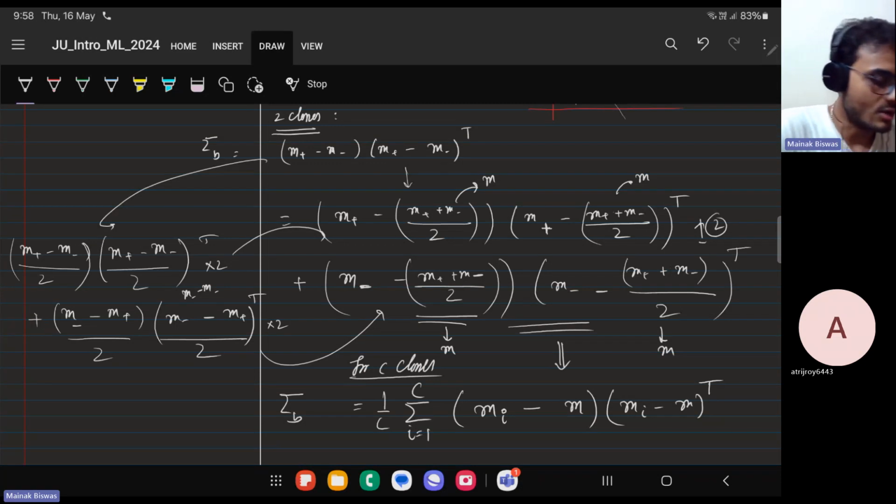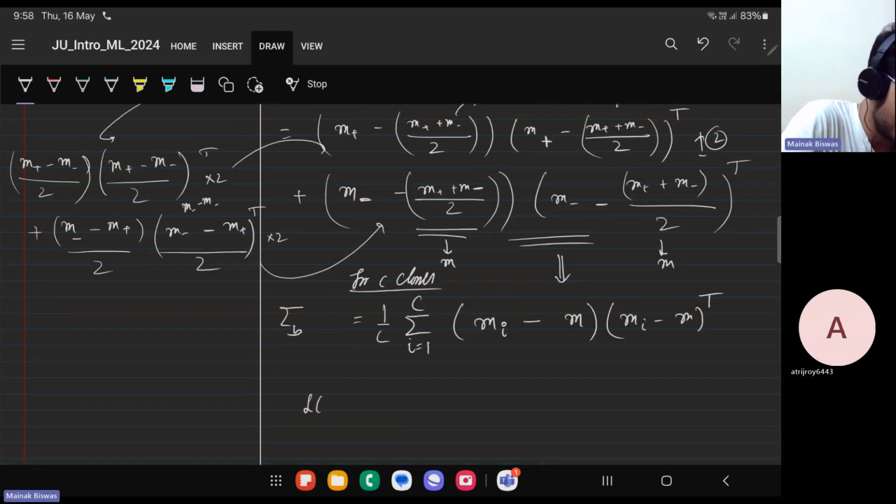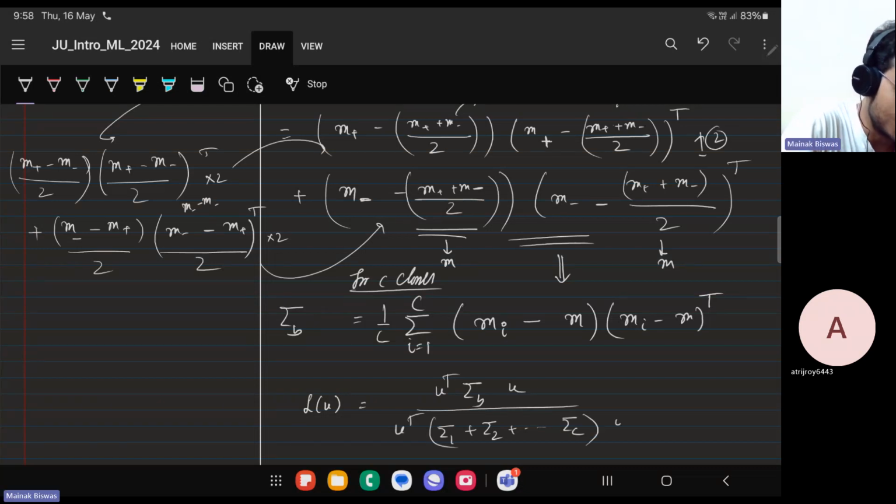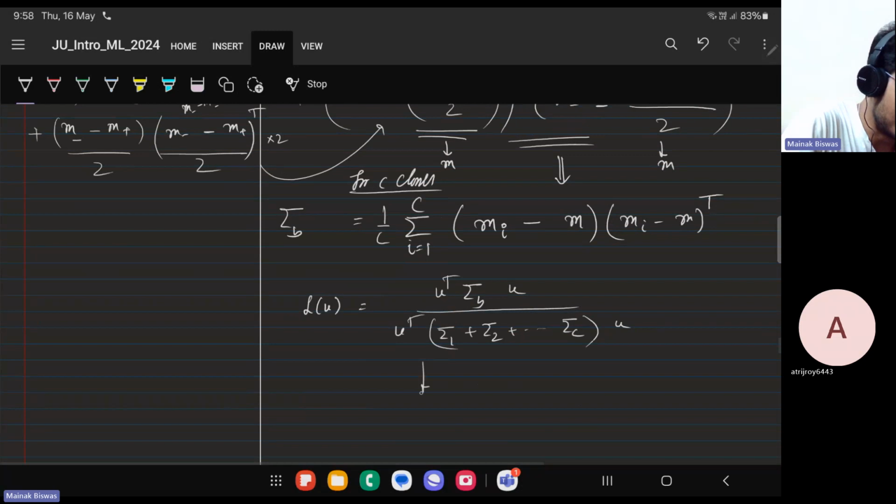So now your loss function becomes, what will it become? Tell me. It is the same loss function. Again, the solution to this will be the same, right? This is sigma total inverse sigma b u is equal to lambda max u, right? Same solution.